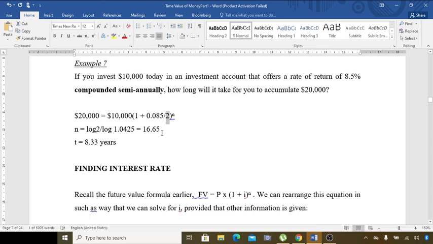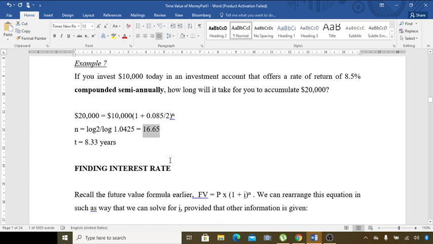So that's why I like this formula, because it doesn't matter what interest rate that is quoted, it can be as complicated as or as low as 0.000025, it doesn't matter, and it doesn't matter what frequency of compounding. You can just plug in and put it in the formula for you to easily solve it. And now N becomes log of 2. Why 2? Because 20,000 divided by 10,000. And 1.0425 here is this one, 0.085 divided by 2. So your N is 16.65 in this case.